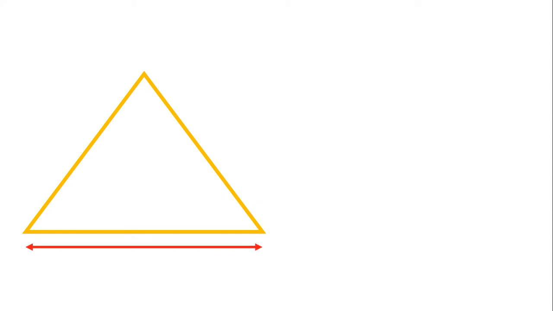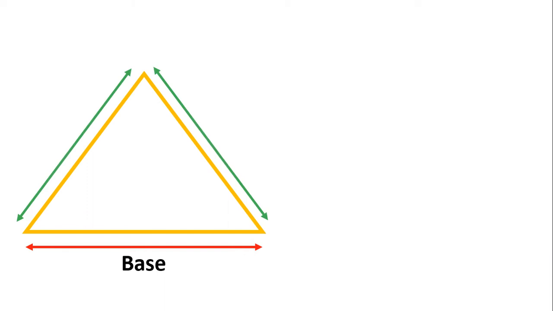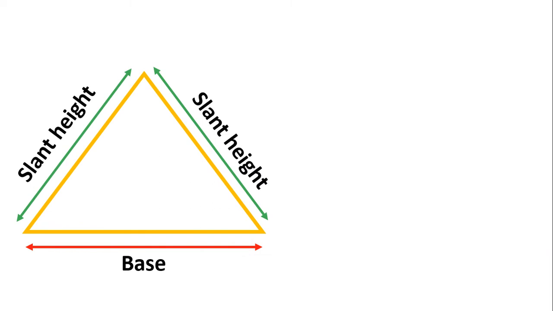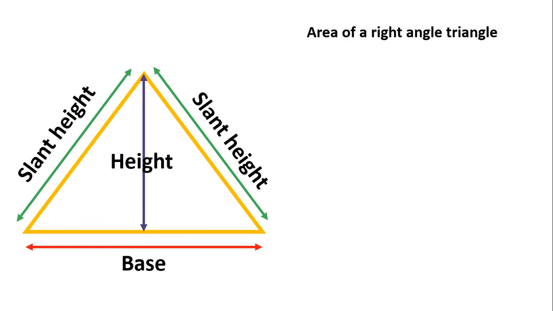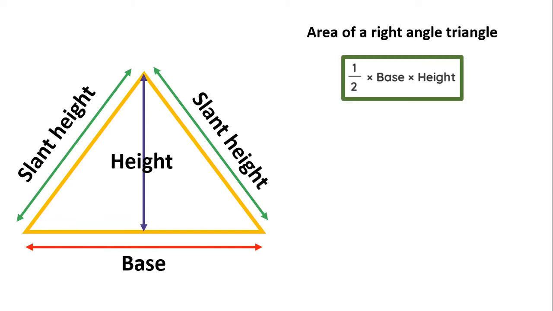So moving on, let's suppose I have a triangle. This part right here is my base. The heights that are going towards the diagonal sides are called slant height, and the one that is in between, the vertical height, is referred to as just height. And we already know that the area for right angled triangles is half times base times height. That's the formula that we discussed when we were doing area of right angled triangle.